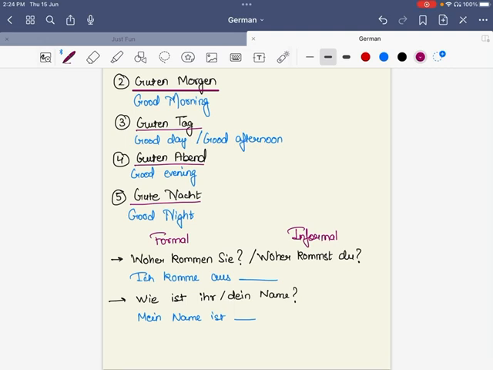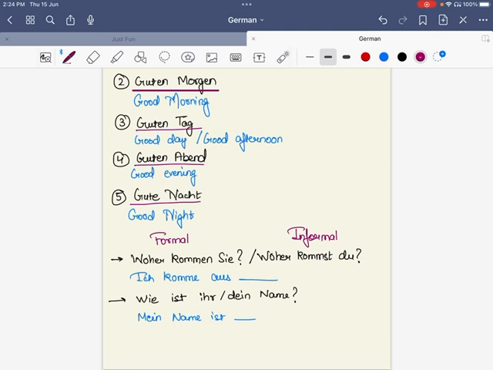Now I have bifurcated the phrases into two different things, which are formal and informal. In German, there are two types of speech, formal and informal. If I want to speak formally to someone, then I will use the left side one. And if I am informal with someone, he or she is my friend, then I will go with the right ones. So let's have a look at it.